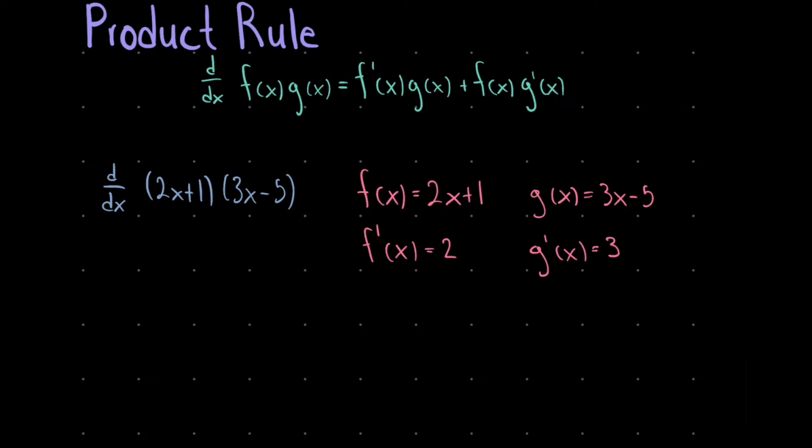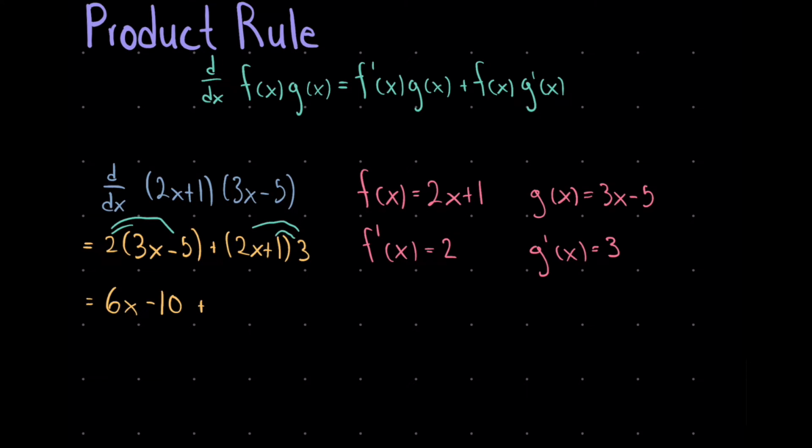And so we go on to solve our question now using the product rule. First we have f prime x times g of x, and that's 2 times 3x minus 5. And we add that to f of x times g prime x, or 2x plus 1 times 3. Now we want to simplify this a little bit, so we'll do 2 times 3 and 2 times negative 5. Then we get 2 times 3x is 6x, 2 times negative 5 is negative 10, and we add that to 3 times 2x and 3 times 1, which is 6x plus 3. And if we group like terms, we get our final answer, 12x minus 7.